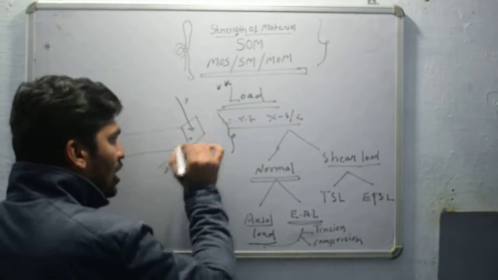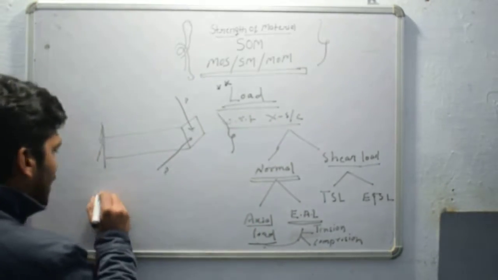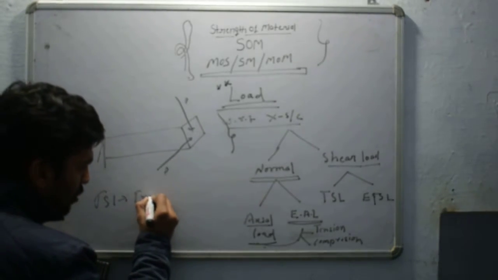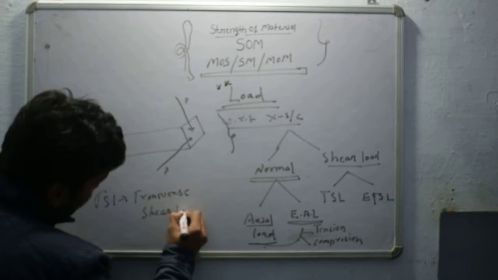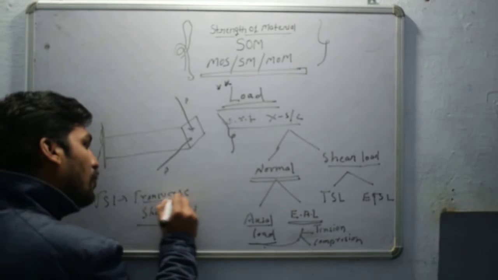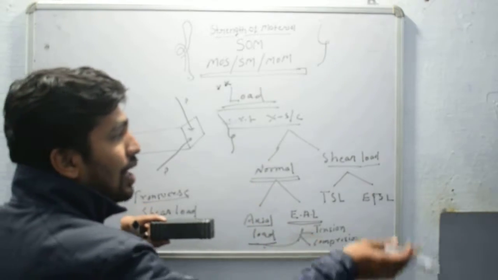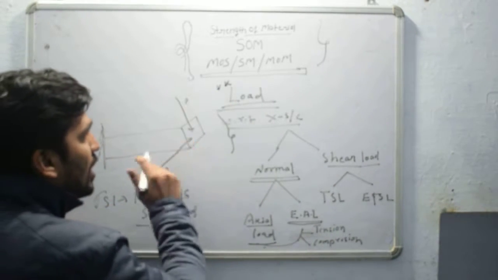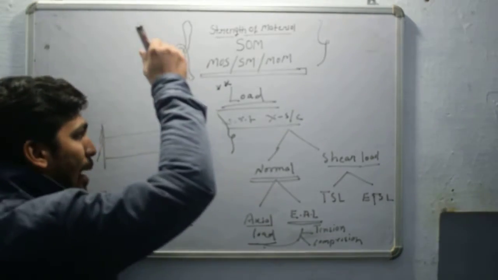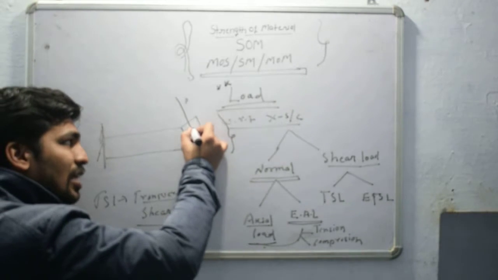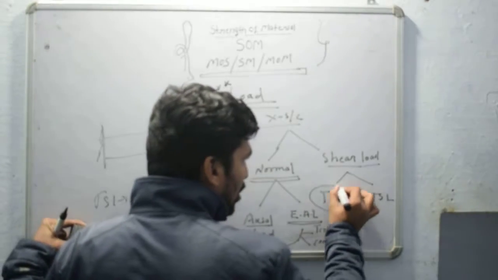Upward load P and downward load P. This is known as the shear load. TSL. TSL, transverse shear load. If you apply a load whose line of action is parallel to the cross section but passing through the centroid of the cross section, this is known as TSL, transverse shear load.